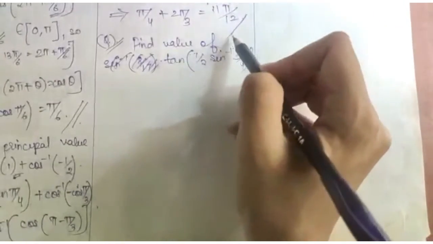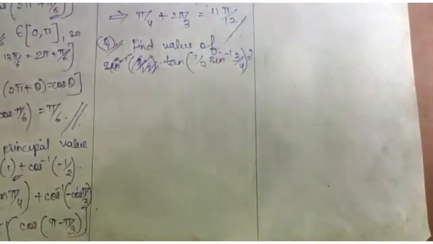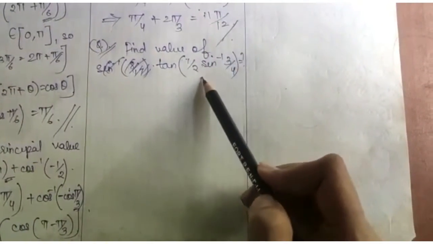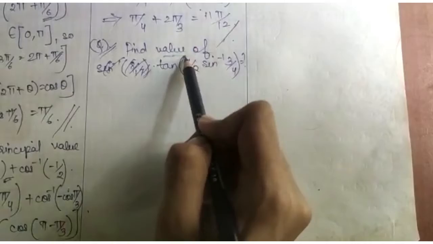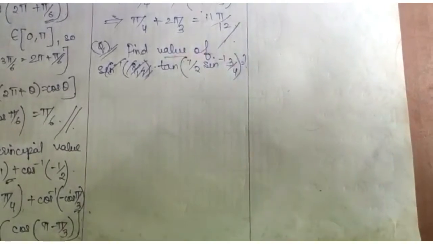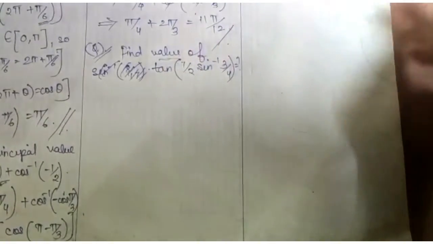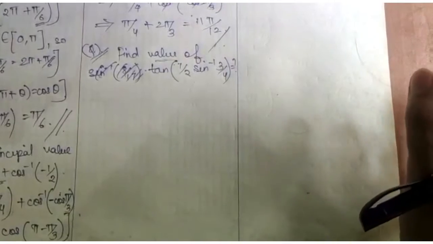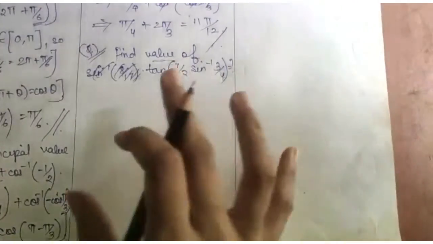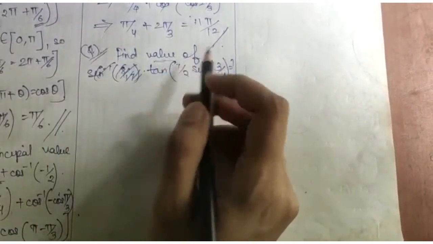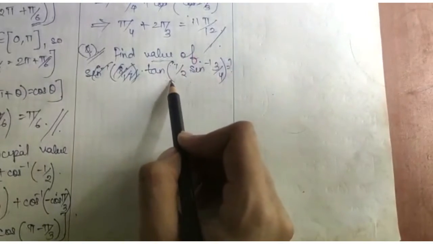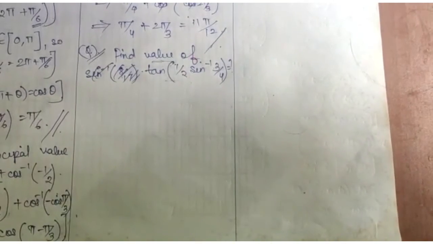Now after principal value, we have the second type of question, that is find the value of, only the value, there is no principal value. Principal value means the value which comes in terms of pi or in terms of angle. Now this question is different. This will indicate the value of a normal real number.